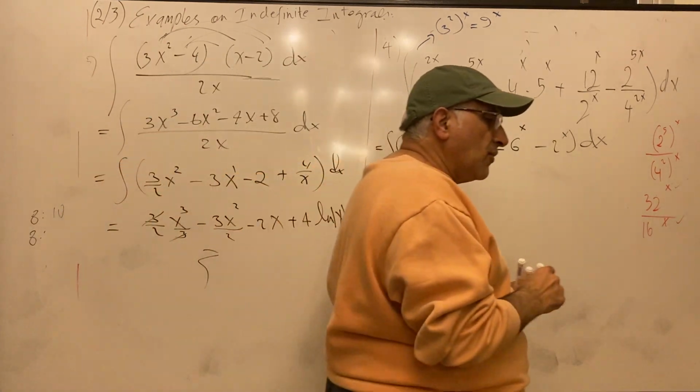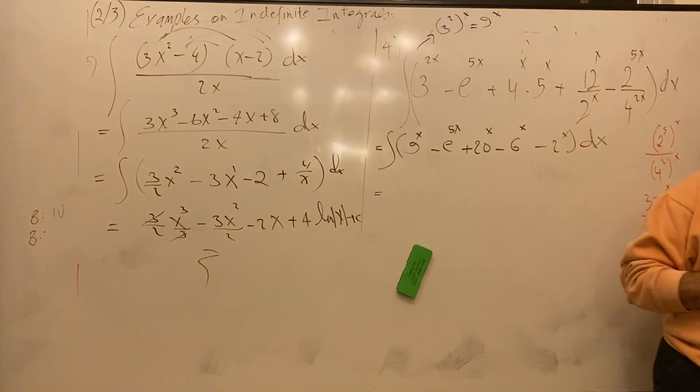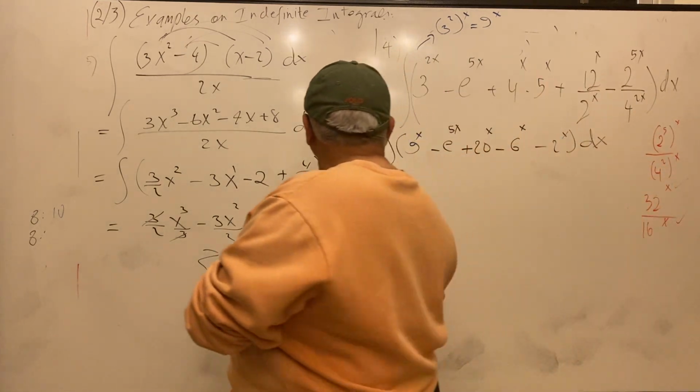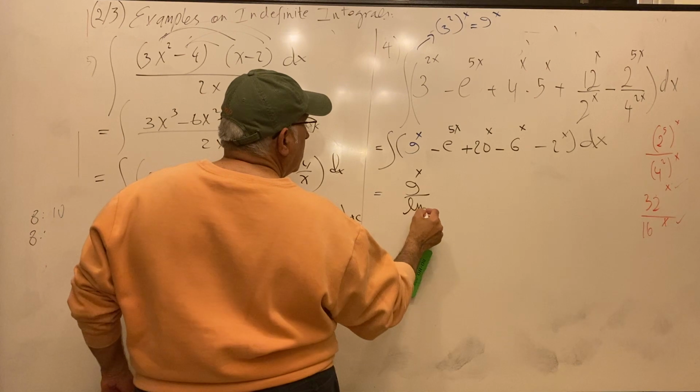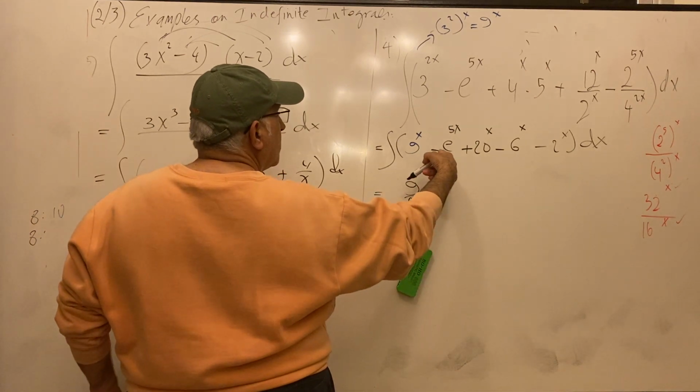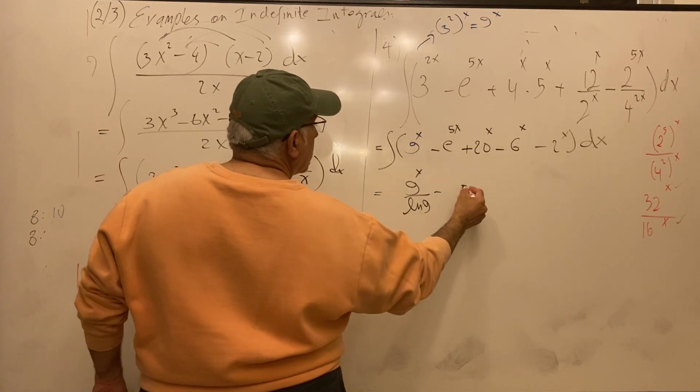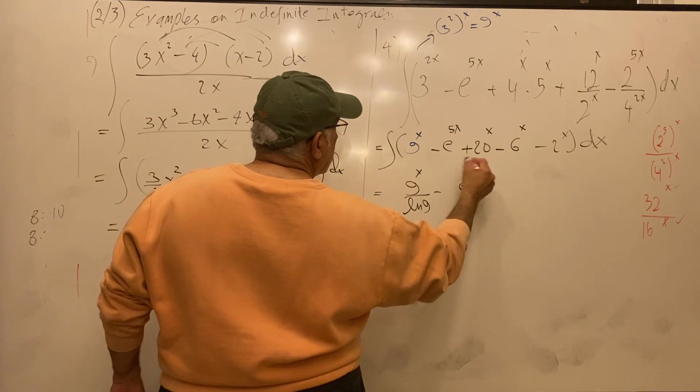Now the rule is clear, straightforward. To do that, this is 9 to the power of x over ln 9. That's different. This is what's called e. So e to the power of 5x, the derivative of 5, over 5.